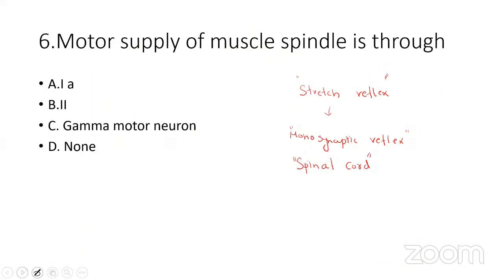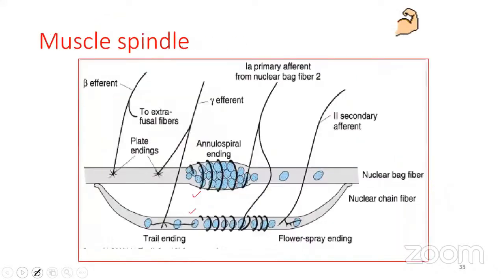1A and 2 are afferents. So these are the annulospiral endings of the afferent fibers. 1A fiber and 2 are the afferents, and this is through the gamma efferent. Here you can see plate endings and trail endings of the gamma efferent.